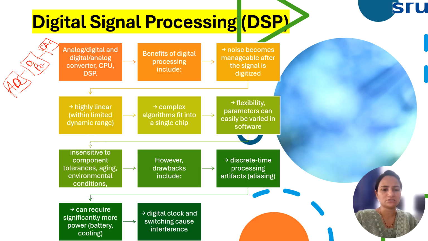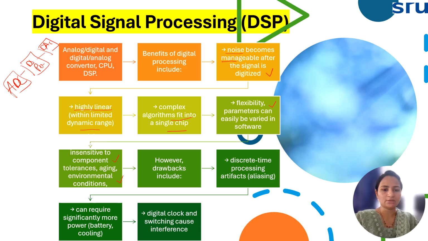Next, the benefits of digital signal processing include that noise becomes manageable after the signal is digitized. After signal digitization, noise is manageable, and it is highly linear with limited dynamic range, and a complex algorithm can fit into a single chip because process flexibility is more. It is also insensitive to component tolerance, aging, and environmental conditions, so it will not vary with temperature, pressure, or volumes. However, it has drawbacks.